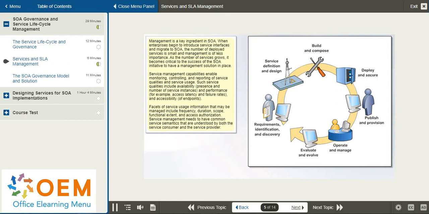Service management capabilities enable monitoring, controlling, and reporting of service qualities and service usage. Such service qualities include availability, presence and number of service instances, and performance. For example, access latency and failure rates, and accessibility of endpoints. Facets of service usage information that may be managed include frequency, duration, scope, functional extent, and access authorization. Service management needs to have common service semantics that are understood by both the service consumer and the service provider.